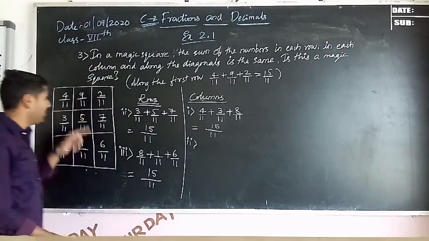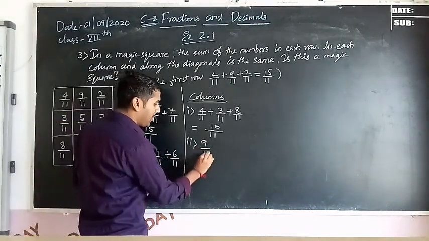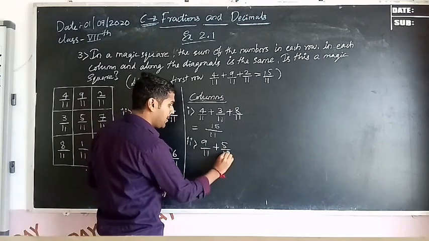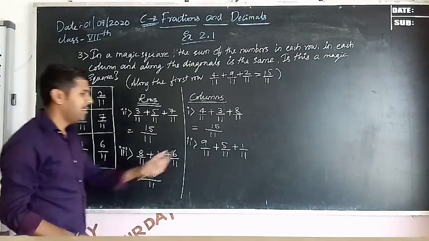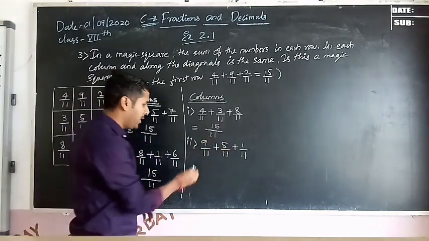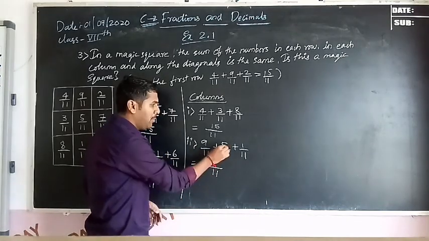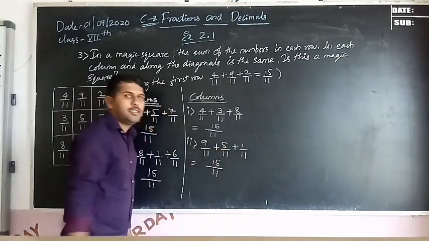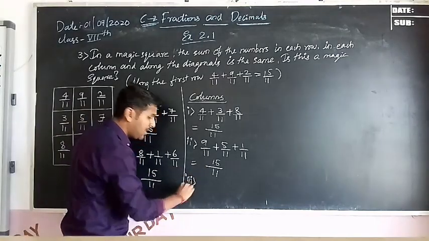So next column, this is the second column: 9 by 11 plus 5 by 11 plus 1 by 11. Fine. If you add, you will get 15 by 11 only. Okay. So here 11 is common. 9 plus 5 is 14, 14 plus 1 is 15. So the second column also has the sum 15 by 11.